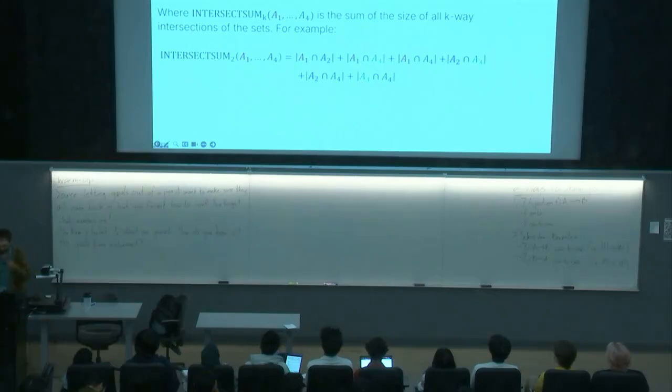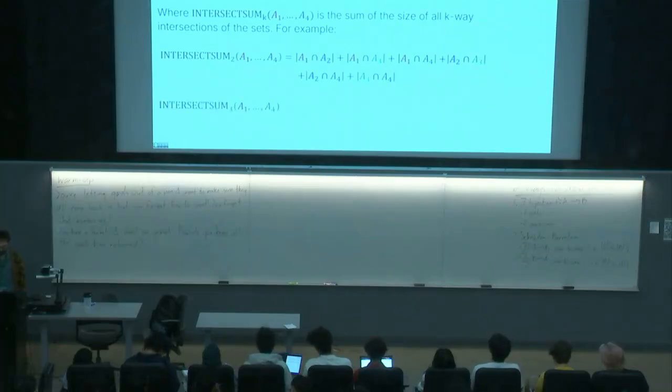Okay, let me talk through these pieces here. What intersect sum k is, is the sum of the size of all k-wise intersections of the sets. Let me give you an example. Intersect sum sub 2 is the sum of the sizes of all the pairwise intersections. So here's a pairwise intersection. There's one, there's one, there's one, there's one, there's one. Okay, that's all of them.